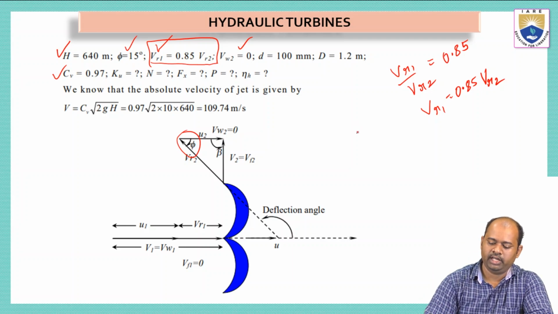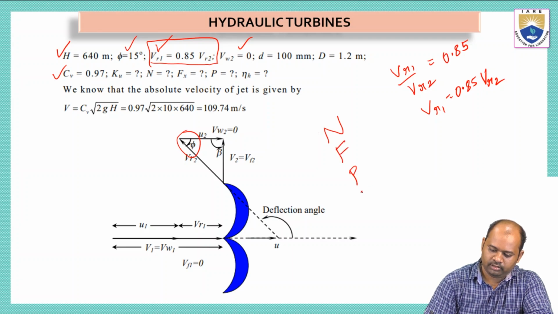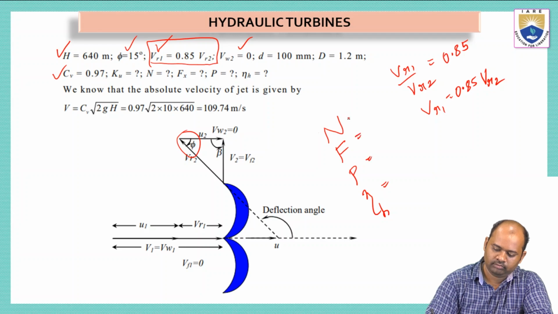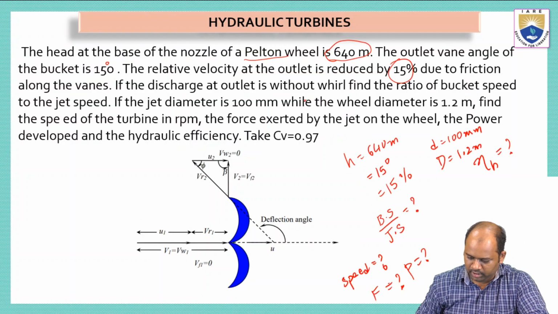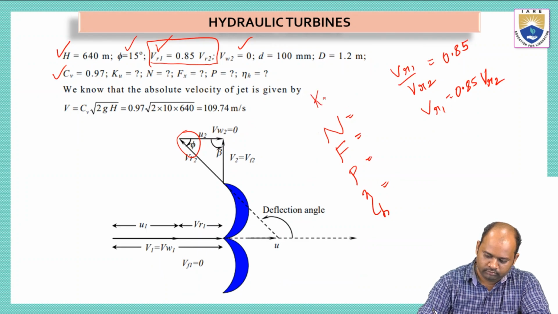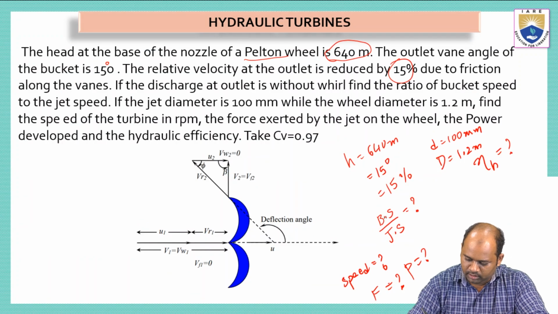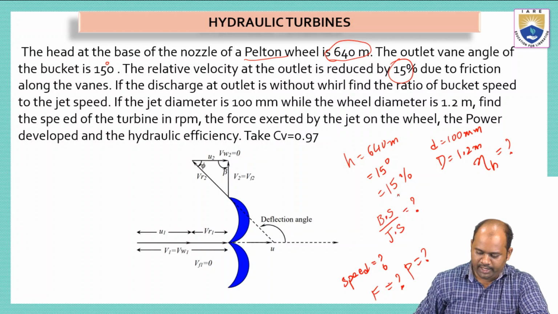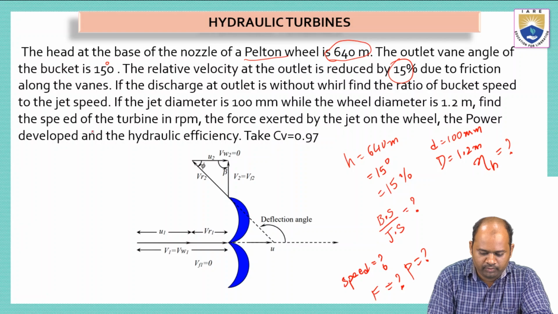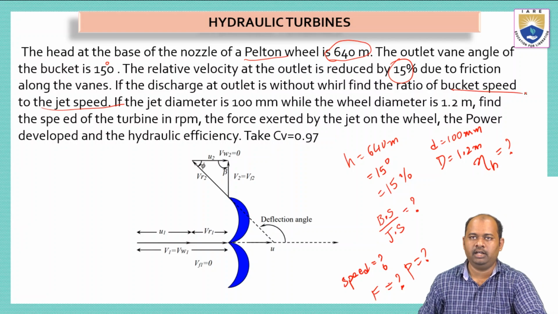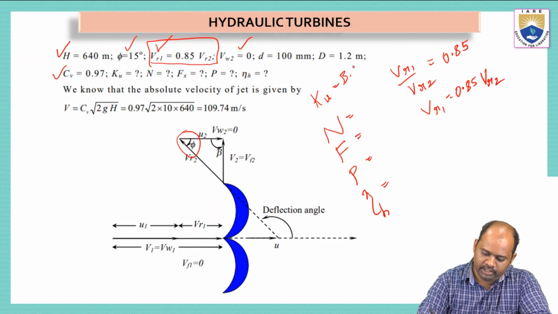And we have to calculate different values. We have to calculate speed, force, power, hydraulic efficiency, and also we have to calculate Ku. Ku is nothing but the ratio between these two values. We have to calculate the ratio between bucket speed and the jet speed, bucket speed to jet speed. So all these values have to be calculated.